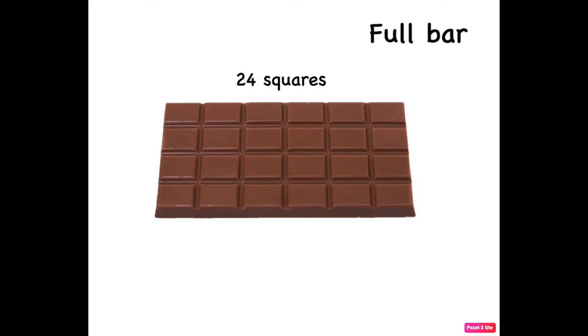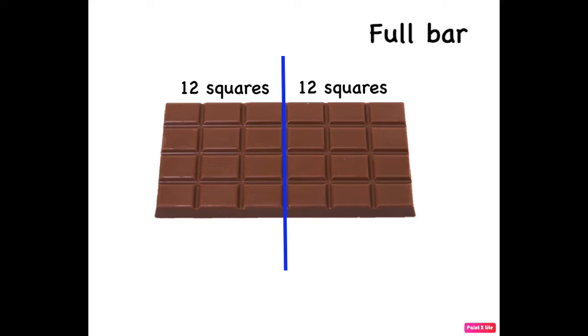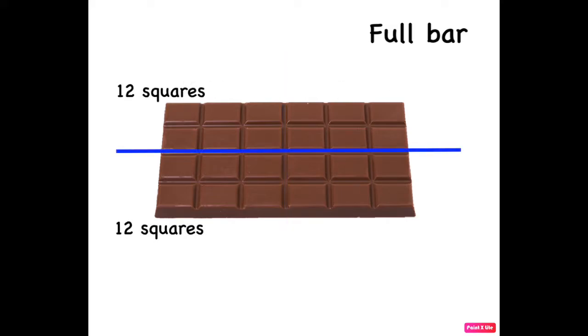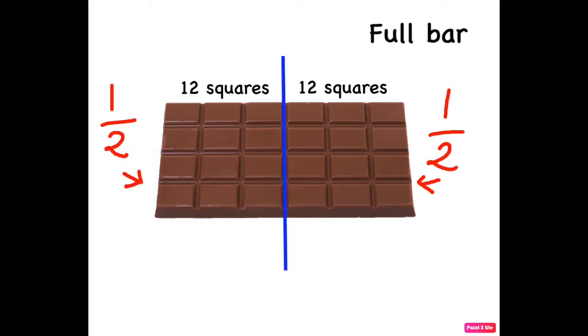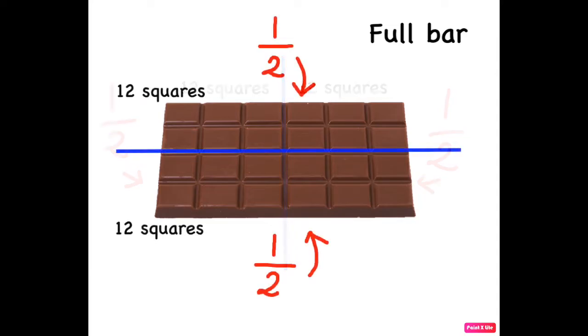Now, there are two ways that we can split this bar into two equal parts. Can you guess what way we can divide it? Well done. We can split the bar vertically by cutting it here. Or we can split it horizontally by cutting it here. Both times, each side is called a half because each side is one of two equal pieces.